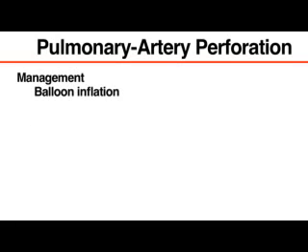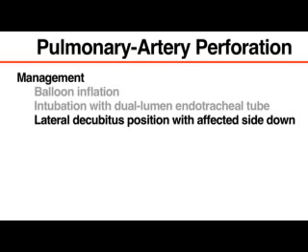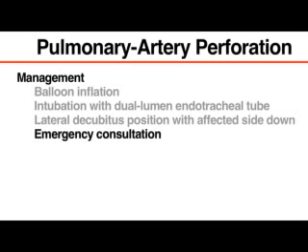Inflate the balloon to limit further bleeding. Intubate the patient with a dual-lumen endotracheal tube, and then place the patient in the lateral decubitus position with the affected side down. A thoracic surgeon and interventional radiologist must be consulted immediately because this is a true emergency.